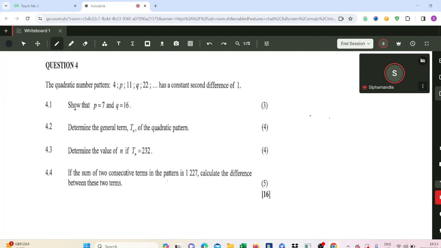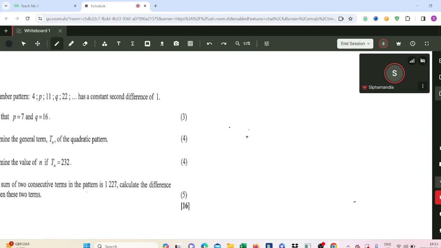The first question says show that P is equal to 7 and Q is equal to 16. The first thing we have to do is rewrite this. We'll have 4, P, 11, Q, and 22. So this is T1, T2, T3, T4, T5.